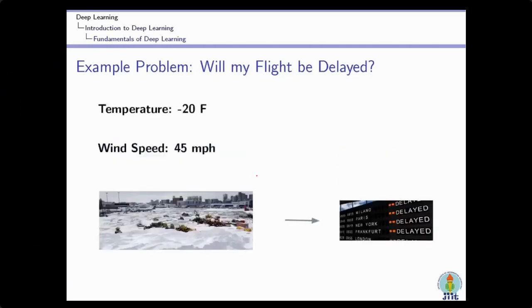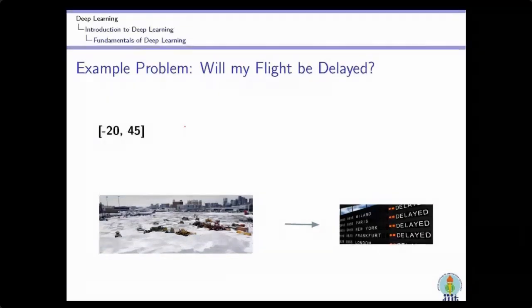Let's take two input values, and on the basis of these two input values I have to design my system. Here you will see there are two values: one is the temperature and the second one is the wind speed. So these are the two input values, and I can represent them as a vector. I have to design a system that will solve this binary classification problem and give me the answer whether my flight will be delayed or not. So how are you going to design it?